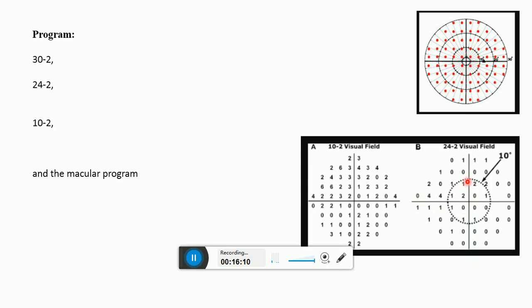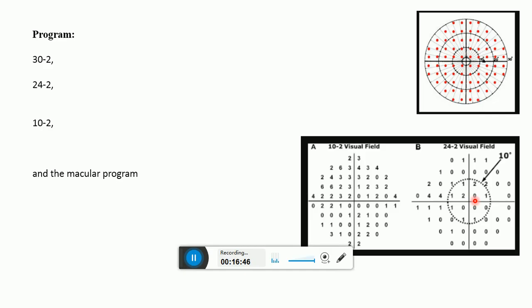It tests 54 points, and this may be a better program for the elderly as it reduces the time taken for the test. It also reduces the number of false negatives due to the patient's fatigue, as the outer points are the last ones to be tested. Also, the points eliminated from the 32 field are not considered when diagnosing glaucoma. The distance between any 2 points remains 6 degrees.